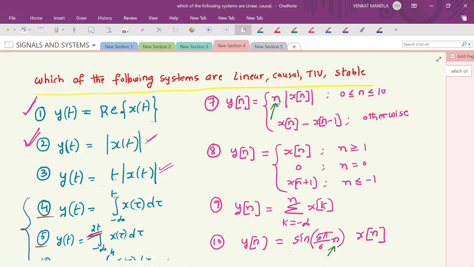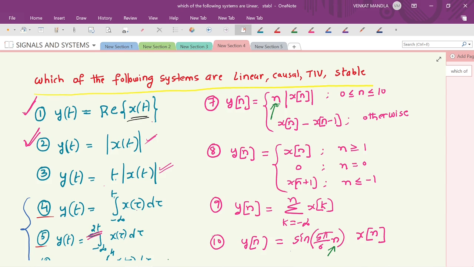So the first one, yt equal to real part of xt. Suppose I put this xt as m. Okay, in place of xt, I will put some finite value m. What is the value of yt? I will get a finite value only. So the system is stable.